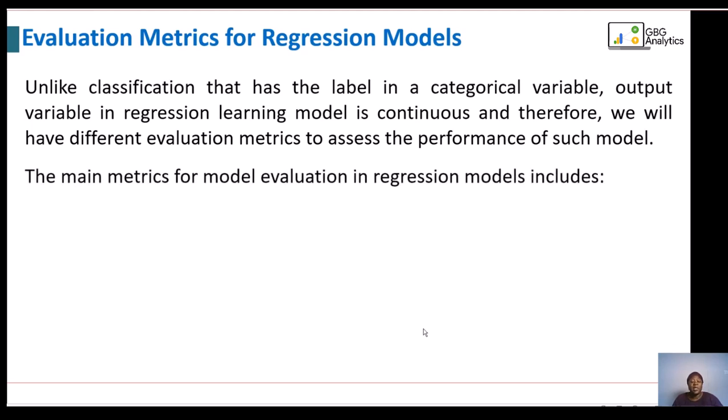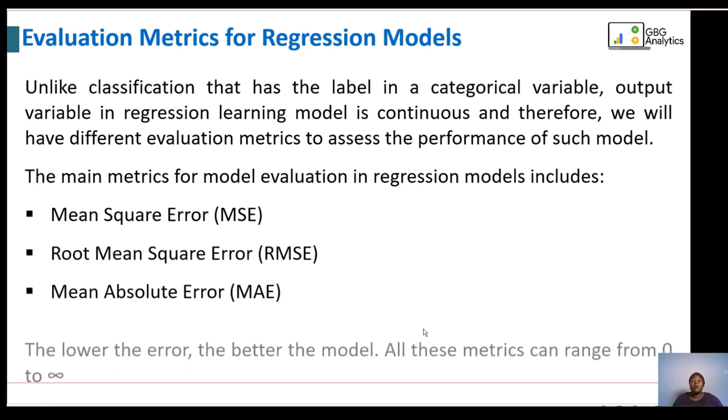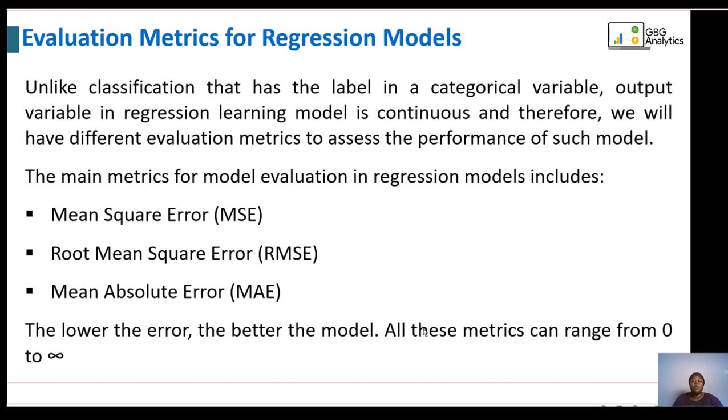The performance metrics that we come into contact with frequently are the mean square error, the root mean square error, and the mean absolute error. The lower the error value, the better the model. All these metrics, the mean square error, the root mean square error, and the mean absolute error, have values that range from 0 to infinity.